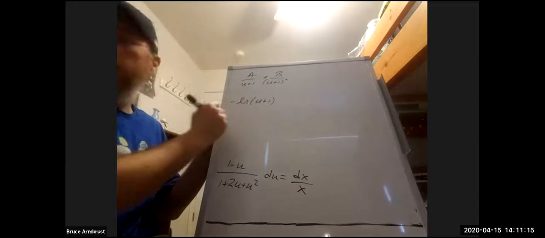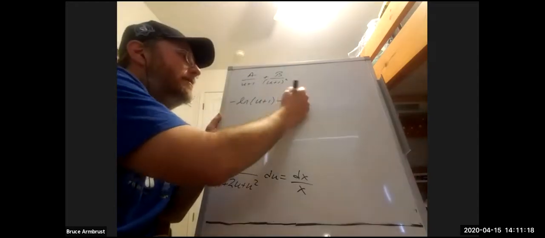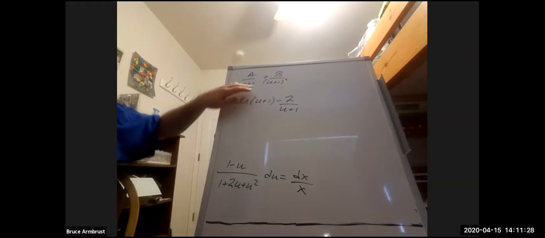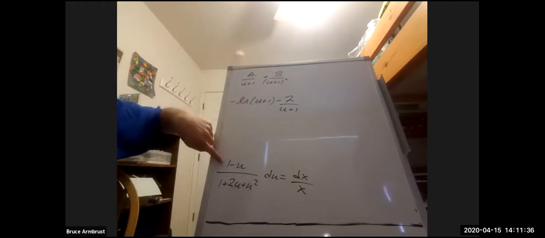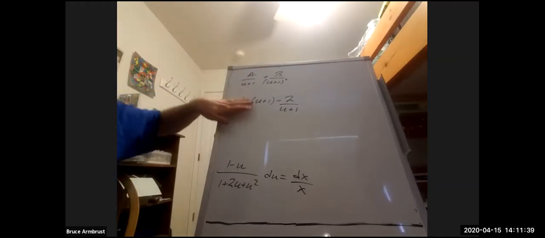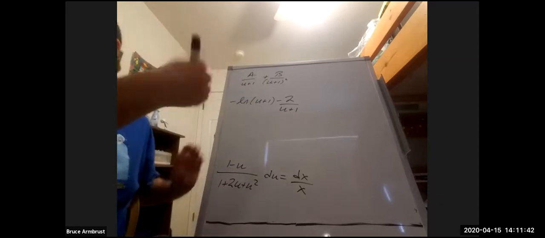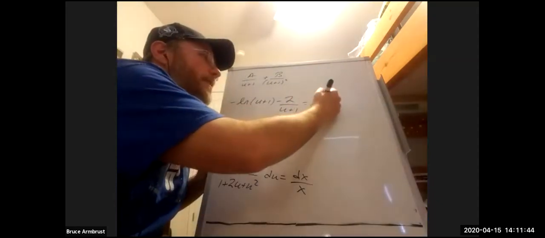Obviously, the right-hand side is nice and easy. That's just natural log of x. On the left-hand side, we get the minus natural log of u plus 1, then minus 2 over u plus 1. You can see where these are going to come from, right? The part with the u plus 1 on the bottom gives us the natural log. The one with the u plus 1 squared is going to give us a u plus 1 on the bottom. The specific numbers are going to come from whatever A and B we needed to split this apart. Okay. But anyway, that's the integral on that side. On the other side, we just get natural log of x plus c.